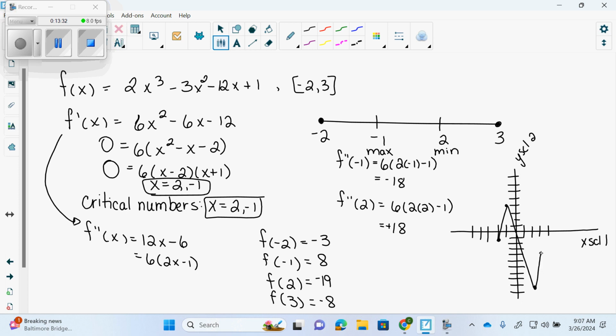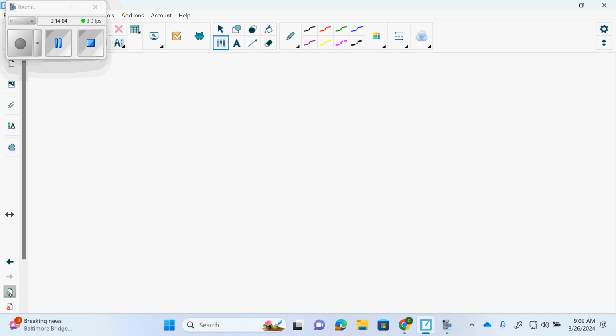We agree? So, absolute min. I'm just ignoring you people. So we have an absolute maximum at where? And an absolute min. Now, wouldn't it be nice if we always did polynomials? But such is life, and that's not always the case. So, let's try this one. I'm going to let you attempt it.